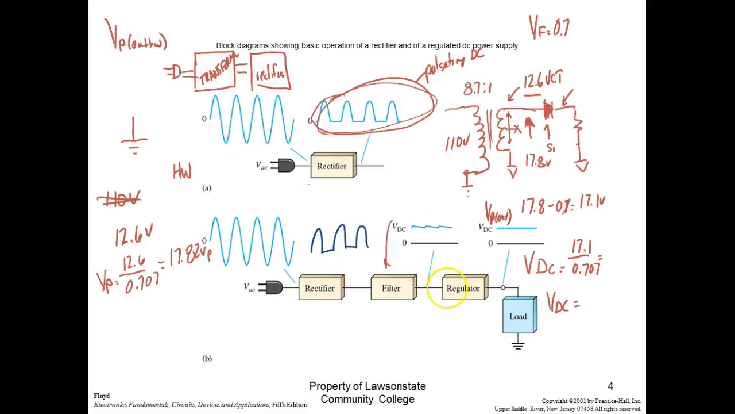Then we're going to add a filter. And what the filter is going to do is turn it into sure enough DC. But notice what it's doing across the top. It's got this little ripple across the top, right? We call that unregulated DC. Now look, when we run it through the regulator, what do we get out? We get sure enough DC.